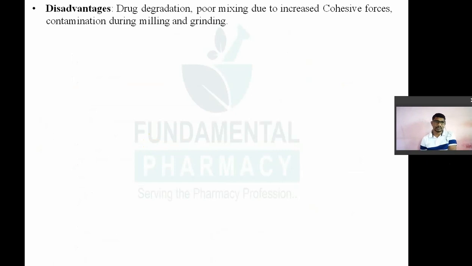Now, the disadvantages of size reduction. I am not going to tell you the details of disadvantages and advantages. That is not important for our GPAT. If you want to read all the disadvantages and advantages, you can read from books. That is for your semester exam.